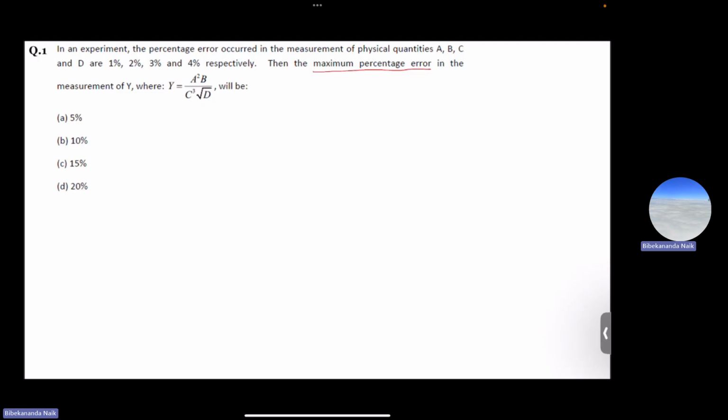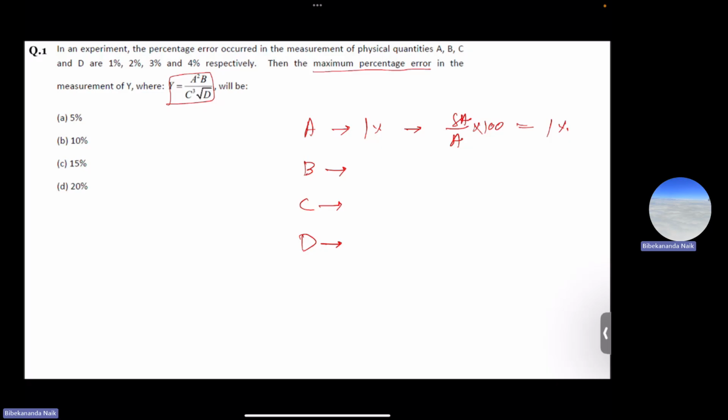So we are measuring a quantity, for example Y, and that Y is a function of four quantities A, B, C, and D. The percentage error in A is 1%. That means del A by A into 100 is 1%. Each time we measure A, B, C, D first, and then we calculate Y. So when we are measuring A, the uncertainty in the measurement of A is 1%.